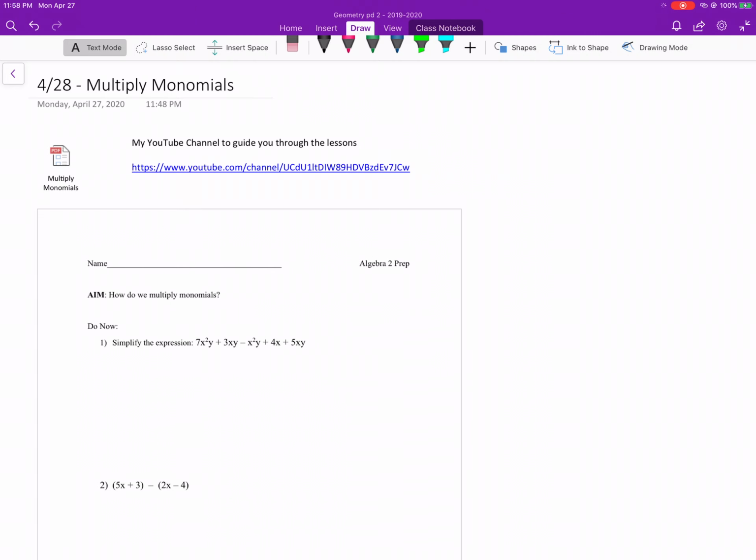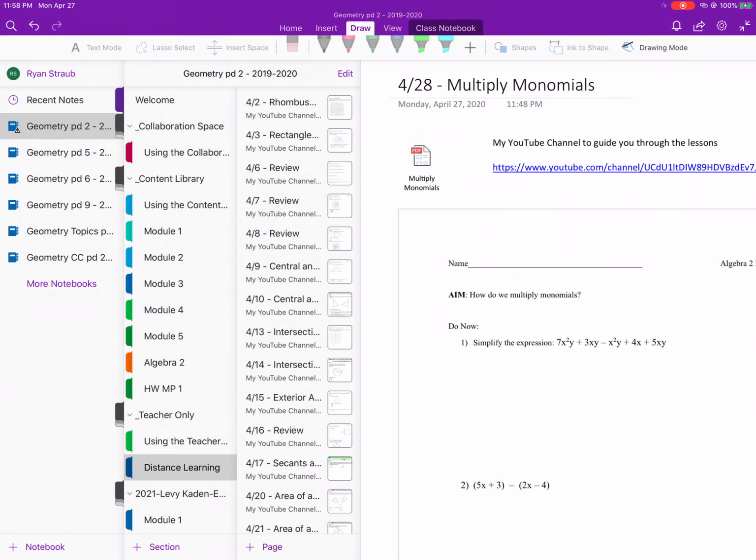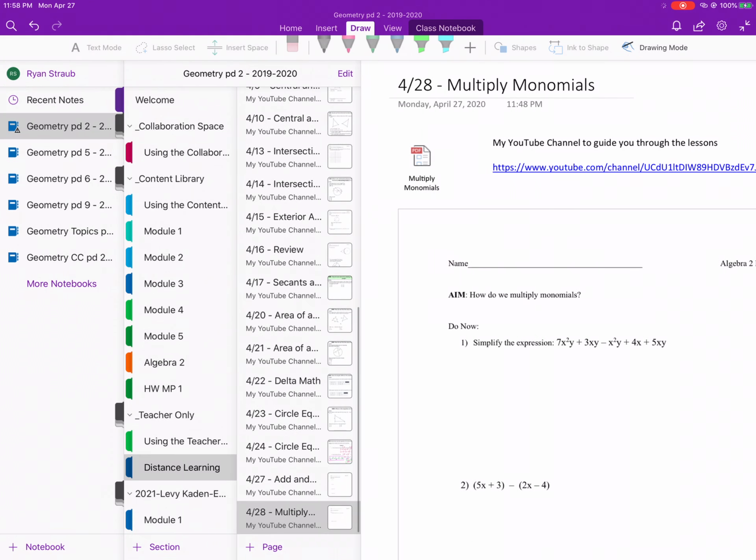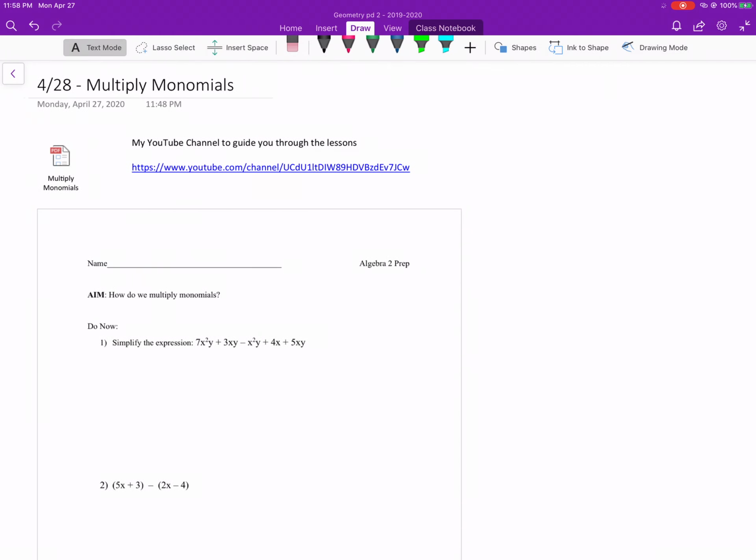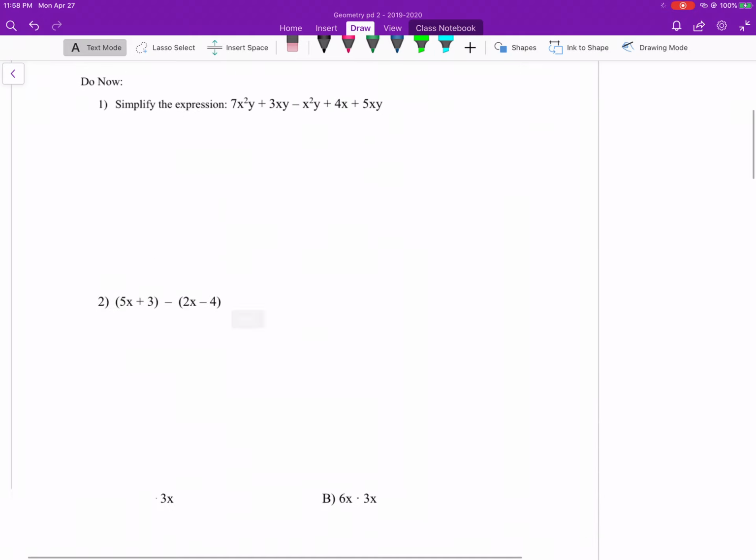Remember, you're in your Algebra 2 folder now. This is all Algebra 2 prep, getting ready for next year. Make sure that's where I'm checking your lesson, that's where I want to see it, so copy over that Algebra 2 folder.